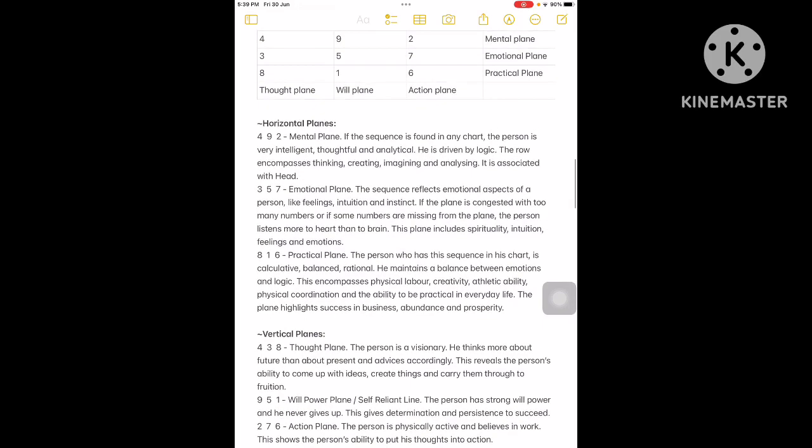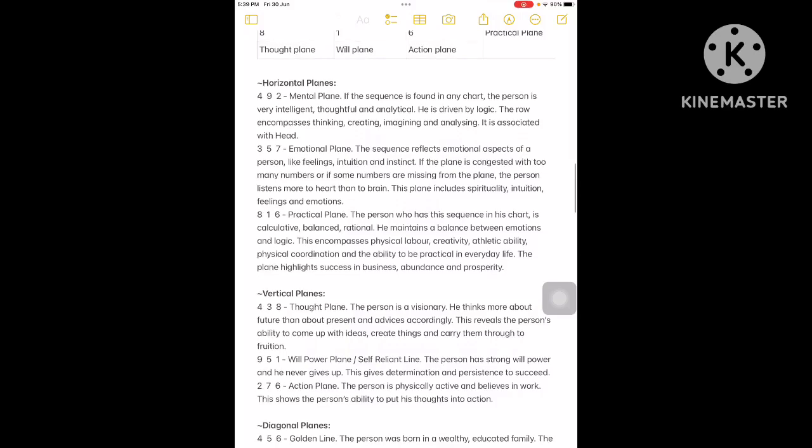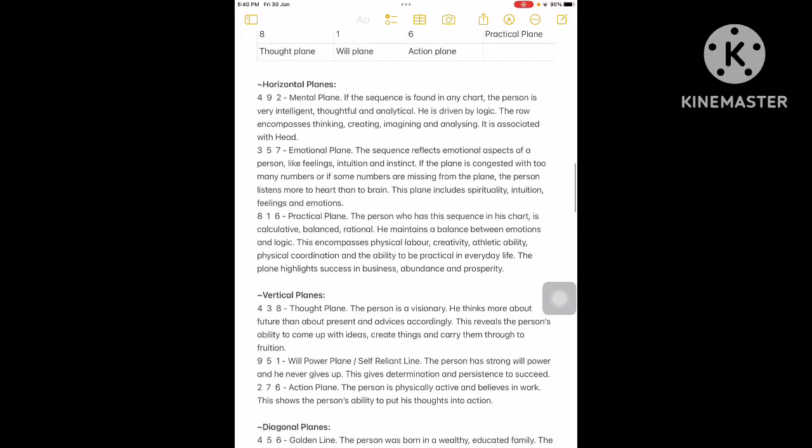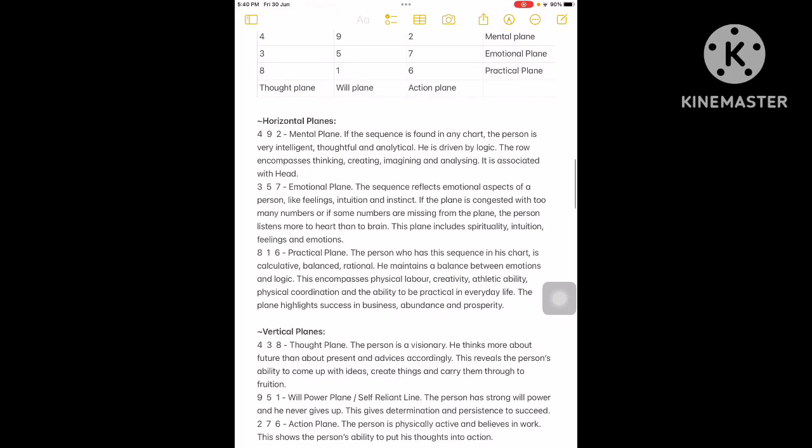And the next plane is will plane, the willpower plane or self-reliant plane. This person has strong willpower and he never gives up. This gives determination and persistence to succeed. This willpower plane is very important.